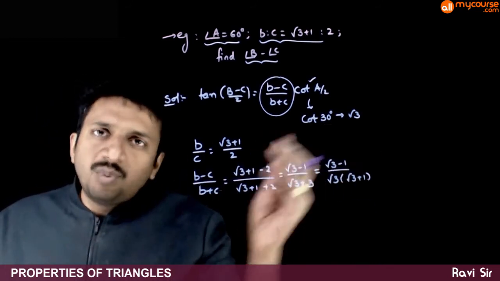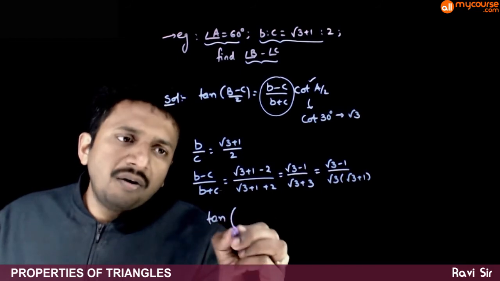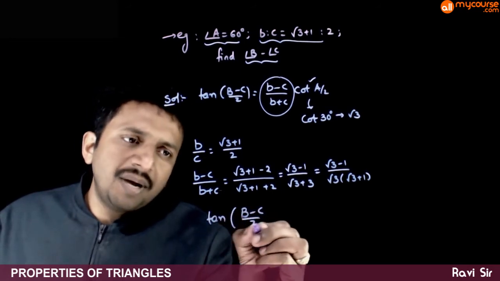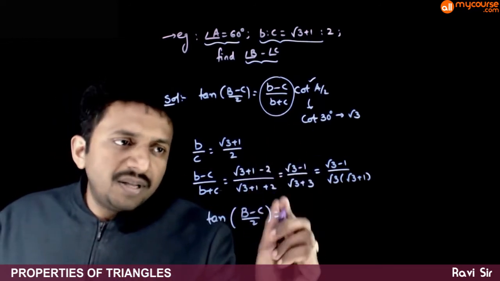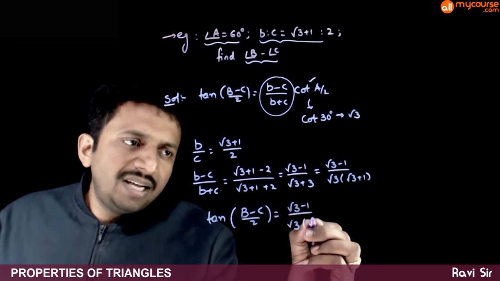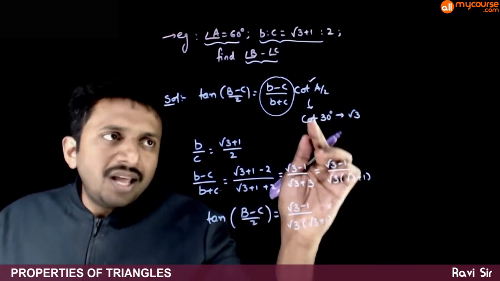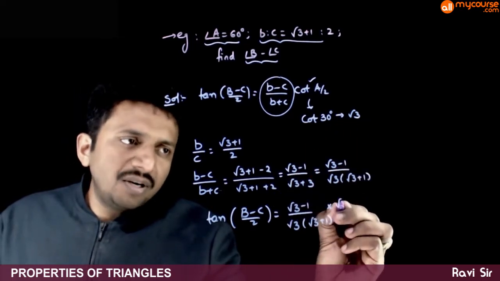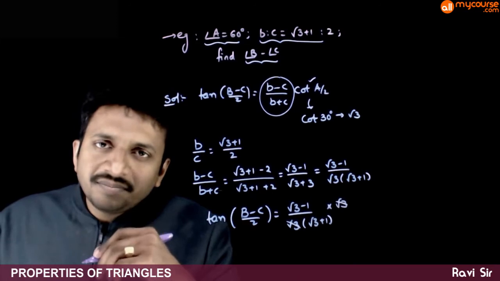So once you have both of these values, let me substitute them. So tan of (B minus C)/2 is equal to (B minus C)/(B plus C), which is (root 3 minus 1)/(root 3 times (root 3 plus 1)), times cot A/2, which is cot 30, which is equal to root 3. So root 3 and root 3 get cancelled.